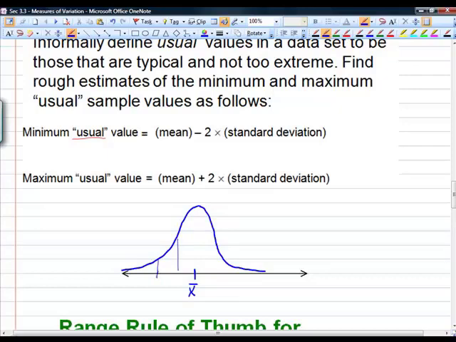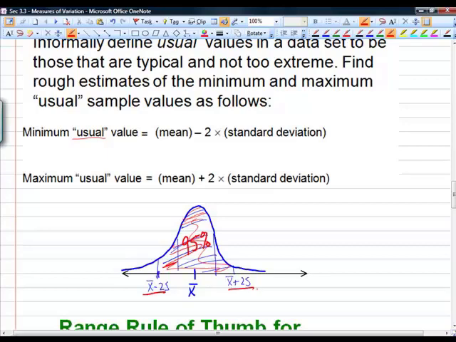This number right here is going to be the mean minus 2 standard deviations. When we go out 2 standard deviations to the other side, this number right here would be the mean plus 2 standard deviations. And in between here is our middle 95% of the data. So everywhere between here is 95% of the data. So this number right here and this number right here would be the cutoff points for what we consider to be usual versus unusual.